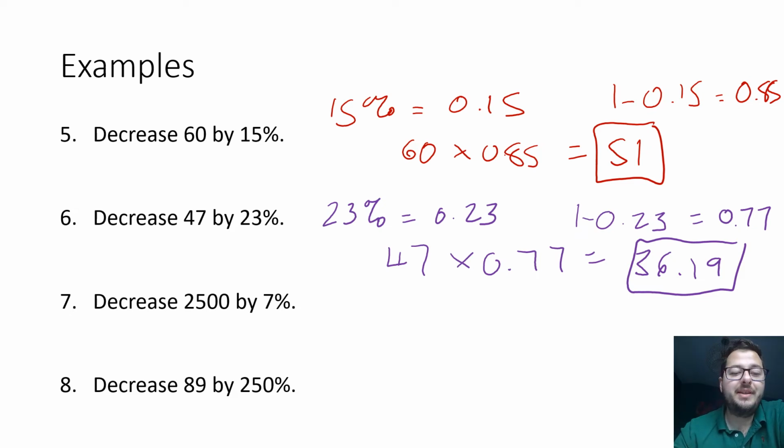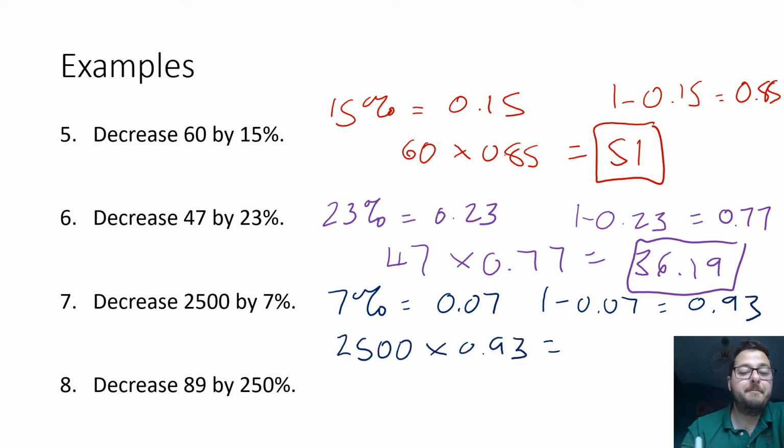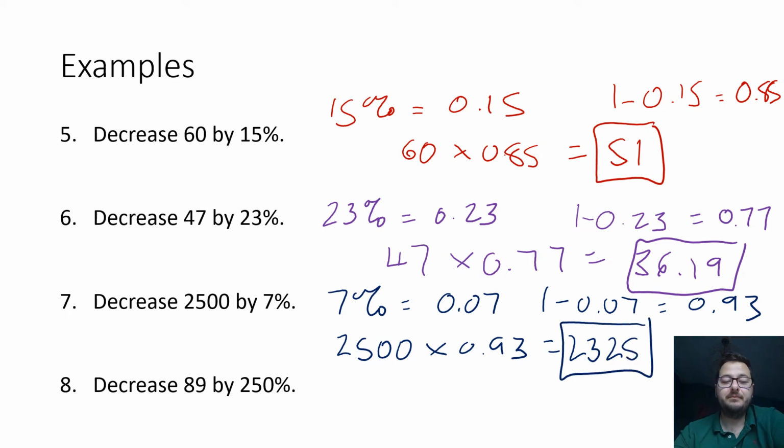All right, next one, we want to decrease 2,500 by 7%. So 7% is the same as 0.07. 1 minus 0.07 is going to be 0.93. And so we want to do 2,500 times 0.93, which is 2,325.